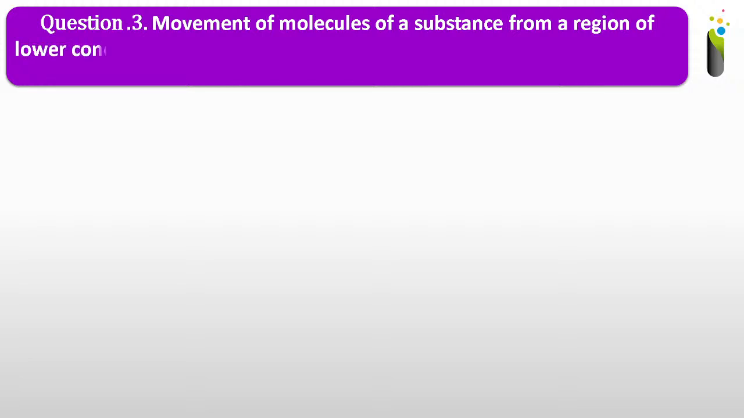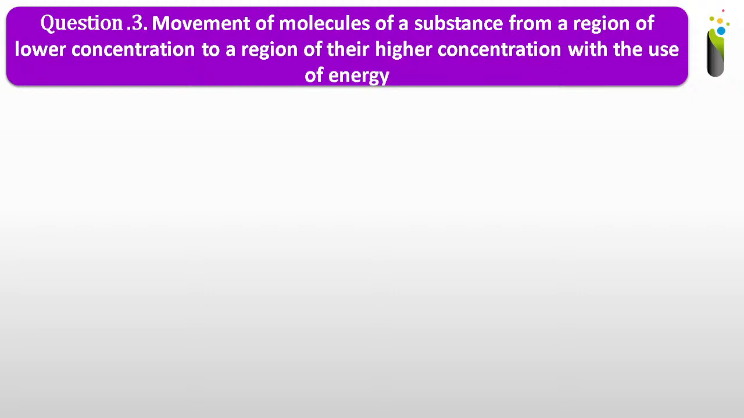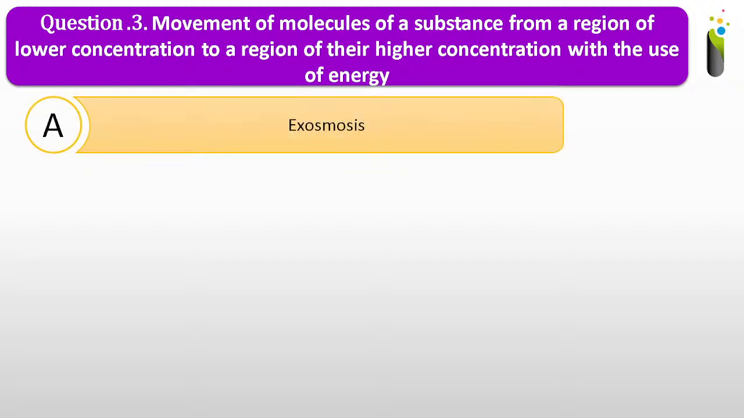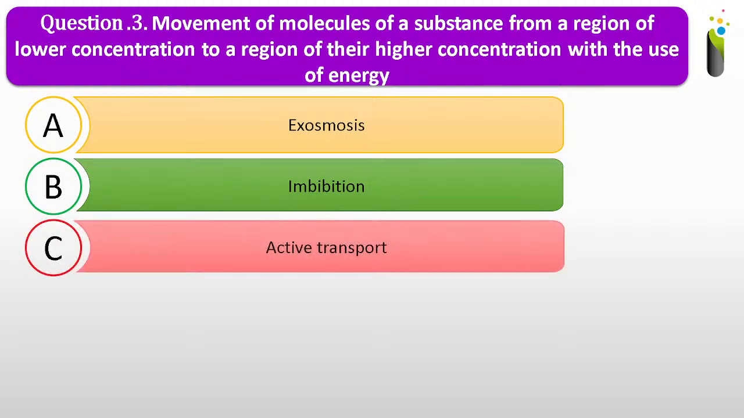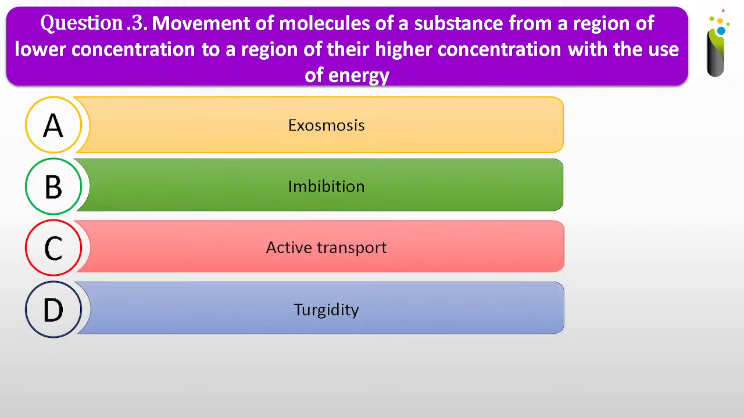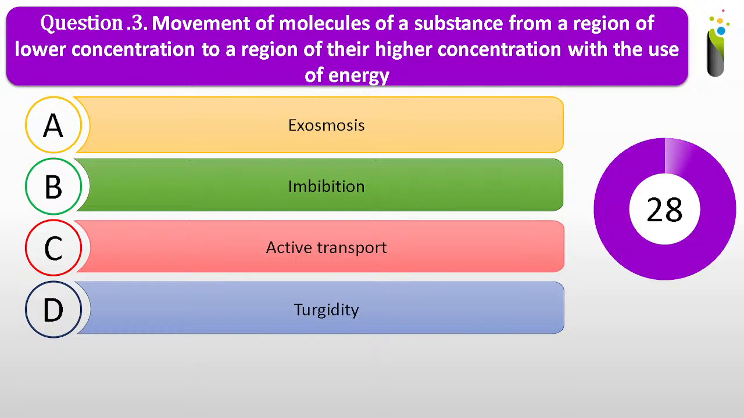Movement of molecules of a substance from a region of lower concentration to a region of higher concentration with the use of energy. A. Is it exoosmosis? B. Is it imbibition? C. Is it active transport? D. Is it turgidity? So answer me for question number 3. Now here the most important clue given is the use of energy.